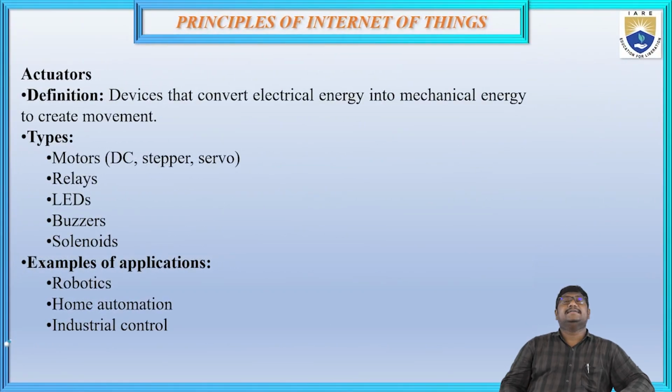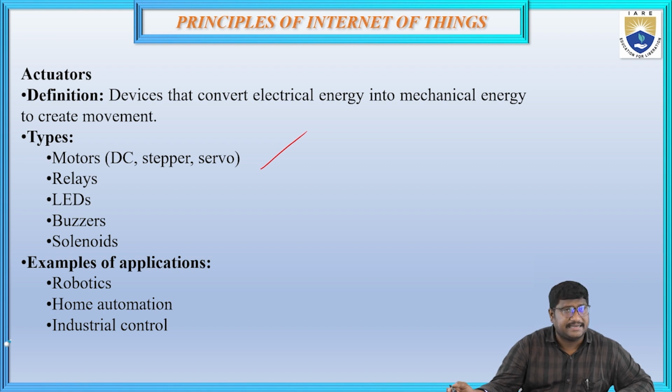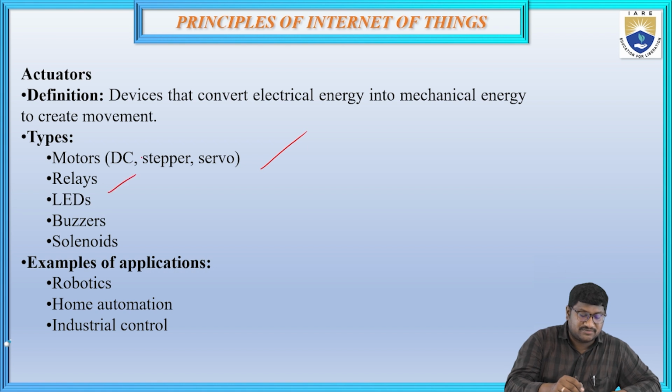And coming to actuators, these are the things which convert electrical energy into mechanical energy for creating some movement. What are actuators? Devices that convert electrical energy into mechanical energy to create movement. What are the different types of actuators? The first one is motor: DC motor, stepper motor, servo motor, anything you can take. But the main function of this motor is converting the electrical energy into mechanical energy to create some movement. Got it? And coming to the next one, relays.